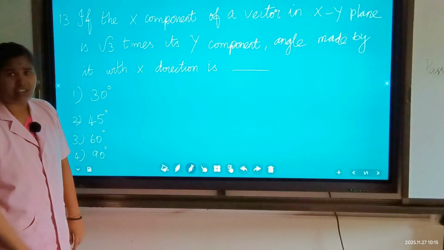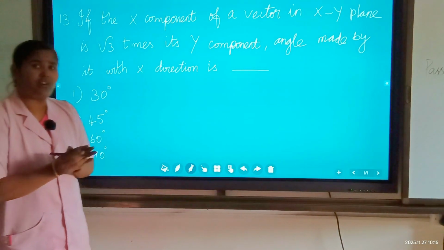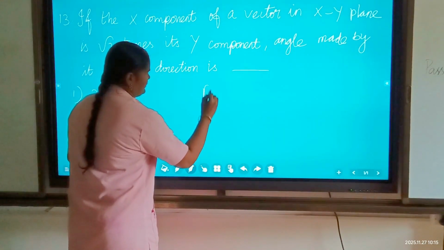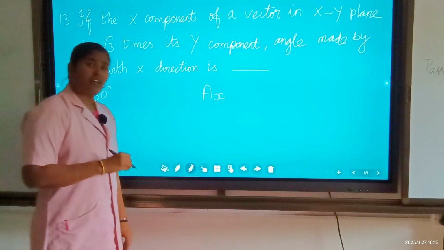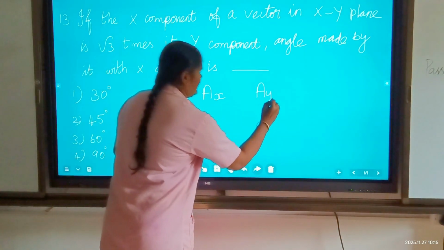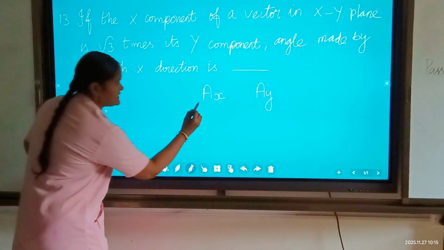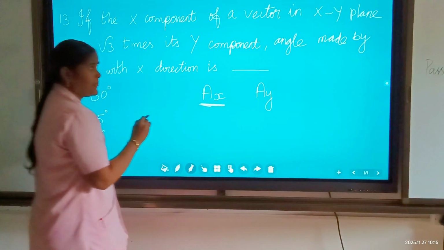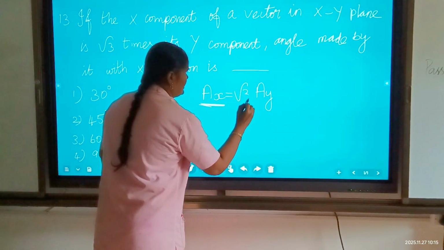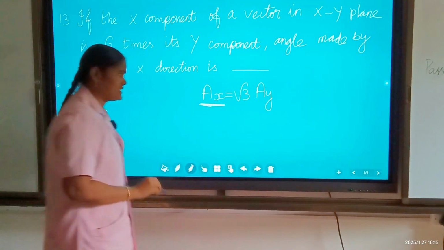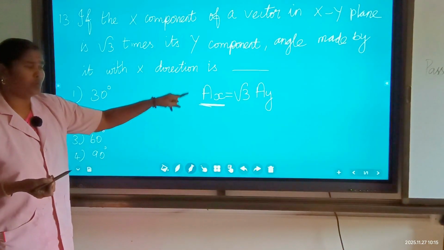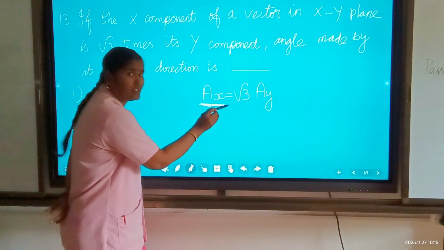How to calculate? Any guess? Okay, we all know what is the symbol for the component along the x-axis? AX. And the component along the y-axis? Good. AY. And what they have given, if the x component, that is AX, is root 3 times the component along the y-axis. So from this we have calculated AX is equal to root 3 AY. Have you all understood this step?